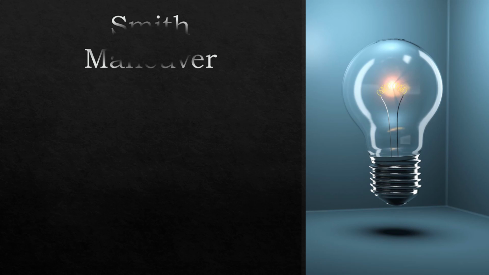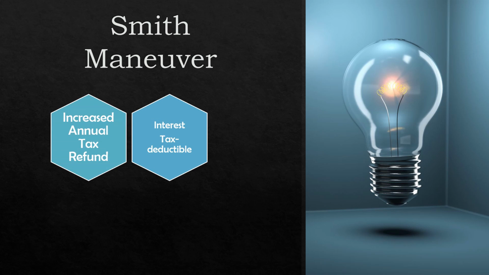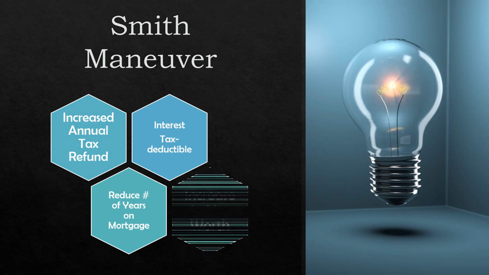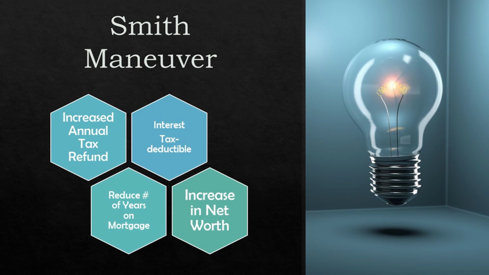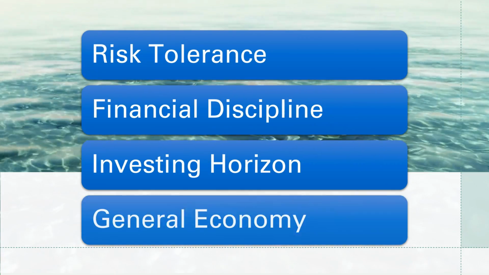Not only can you make interest tax deductible by using the Smith Maneuver, you can also increase your tax refund, reduce the number of years on your mortgage, and increase your net worth all at the same time by incorporating the strategy. The Smith Maneuver is not an overly complicated strategy. However, you need to consider your risk tolerance, financial discipline, investing horizon, and the state of the general economy to see if this is a strategy you are comfortable taking on. So how does the Smith Maneuver work?